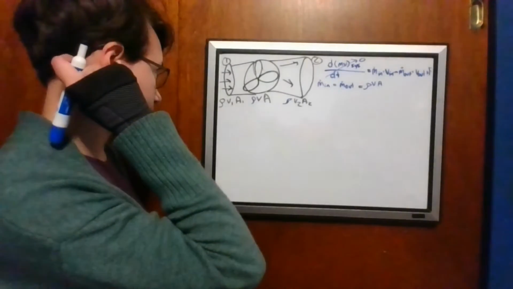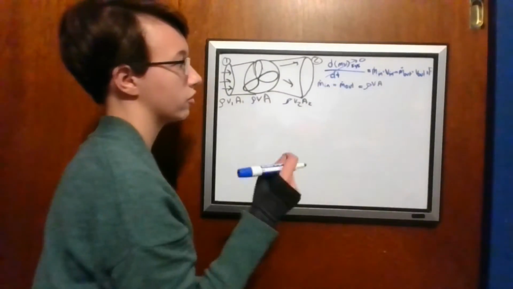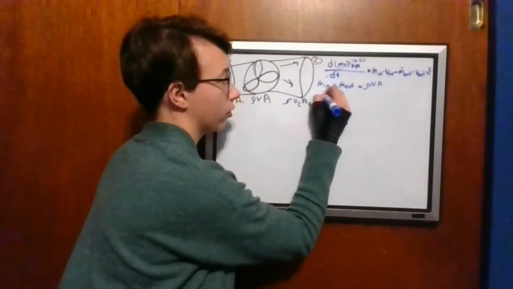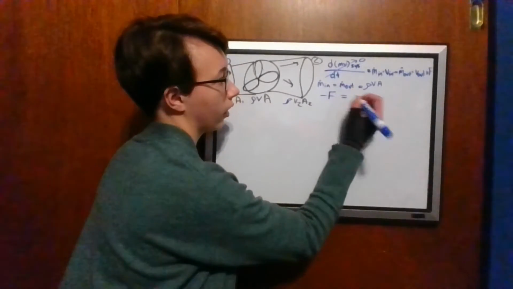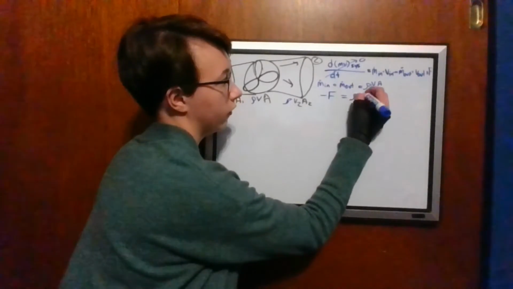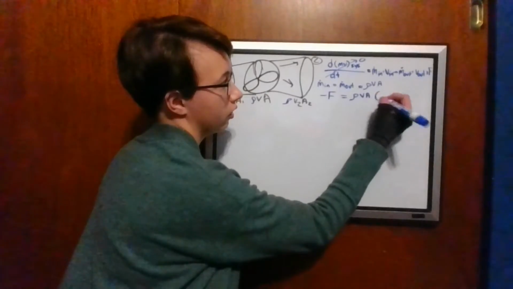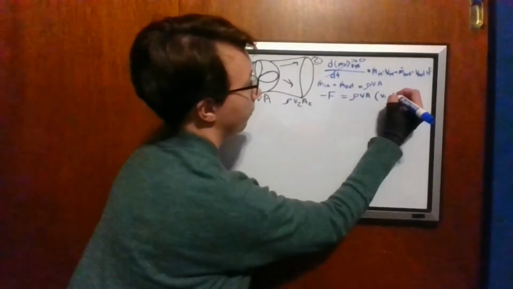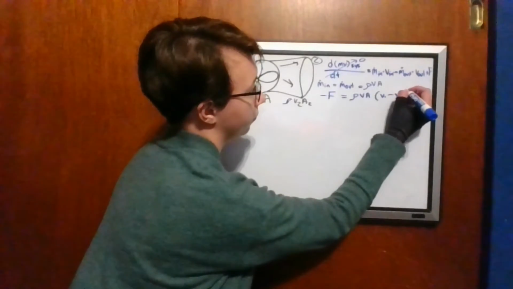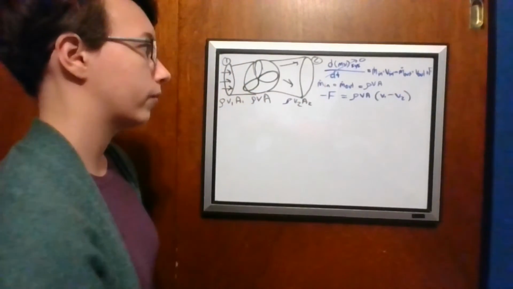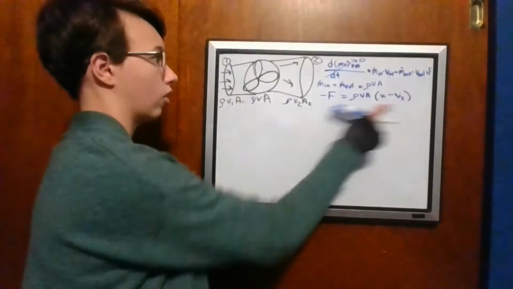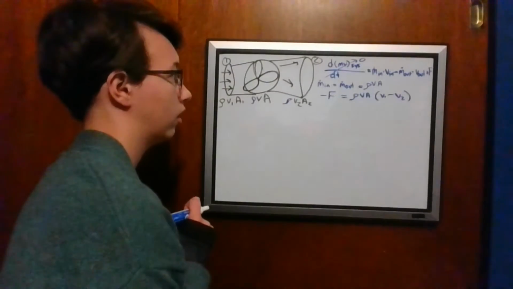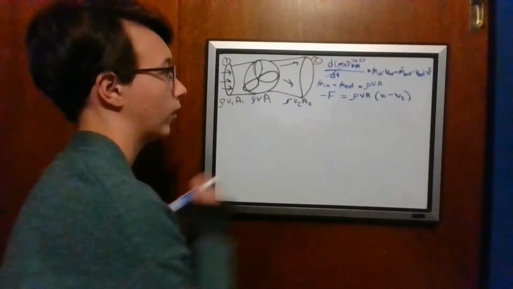So at this point we can rearrange this equation a little bit. So we've got 0 on this side, we're going to subtract the force over here, and we're going to have that rho VA times velocity in, which is V1, minus V2, which is our velocity out. So this is our momentum balance equation, and now we are going to look at, oh wait, we're not quite done here.